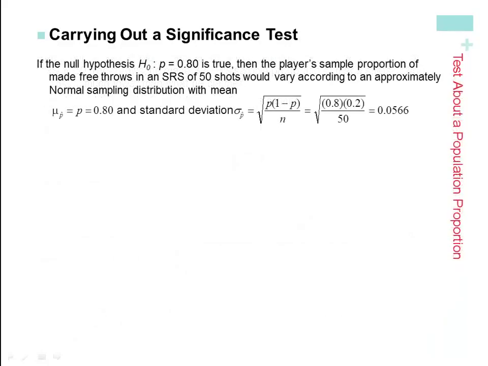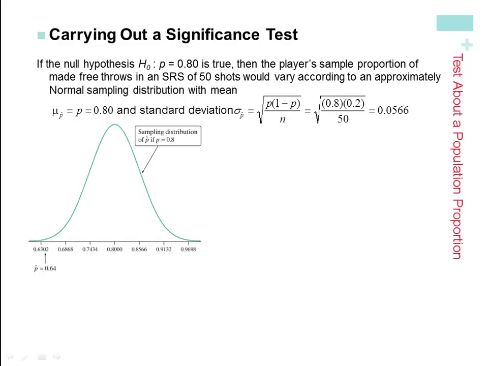If the null hypothesis, p is equal to 0.80, is true, then the player's sample proportion of made free throws in any simple random sample of 50 shots would vary according to an approximately normal sampling distribution with a mean of 0.80 and a standard deviation that would equal the square root of p times 1 minus p divided by n. For this example, it would equal 0.0566. Here is a graph of that sampling distribution.